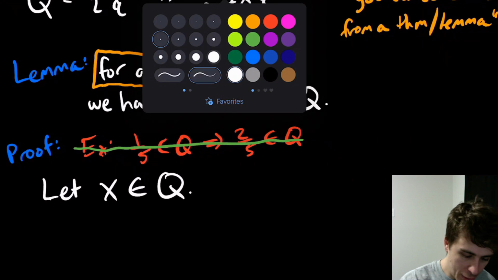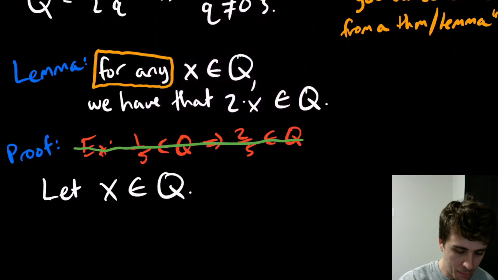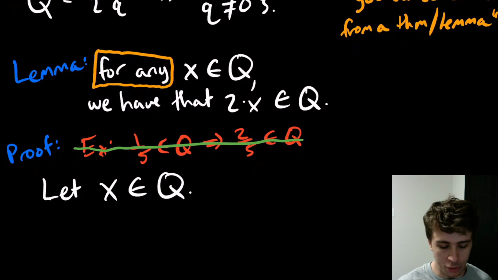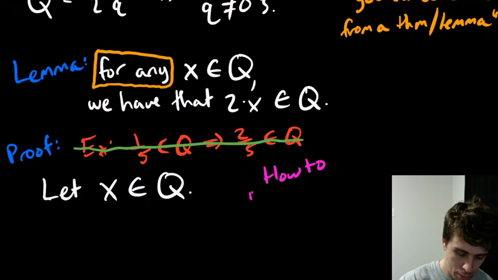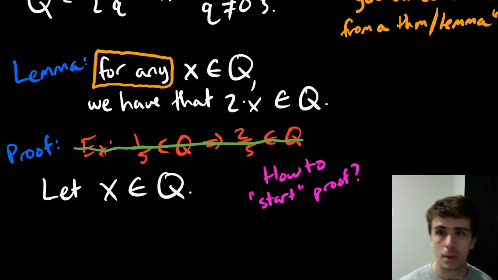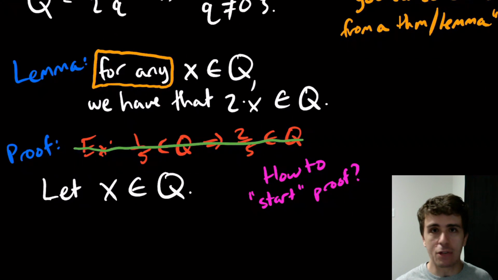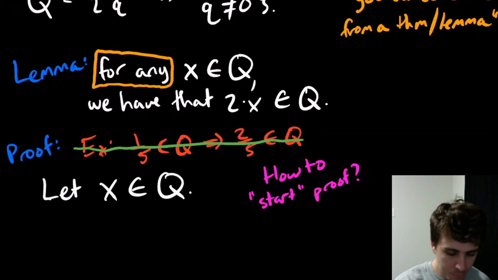Okay, so here's the thing where students often get lost or don't know what to do. They say, okay, I've accomplished the for all here, the for any, I guess. Where do I go from here? How do I actually start the proof? So, how to start the proof. In every single one of my classes, this is the hardest part for students, being able to start a proof. So how do you actually start it?